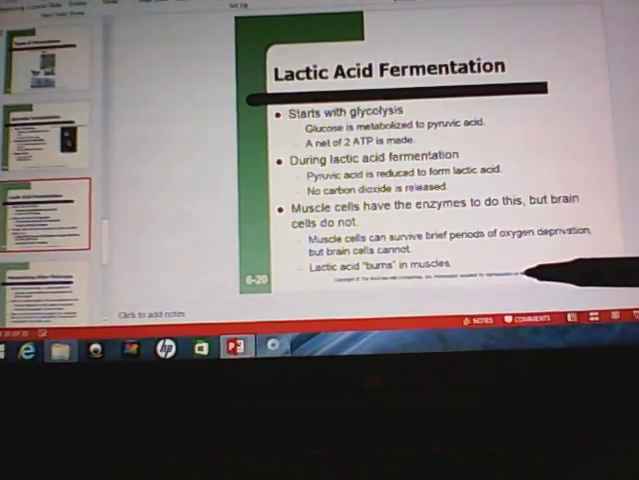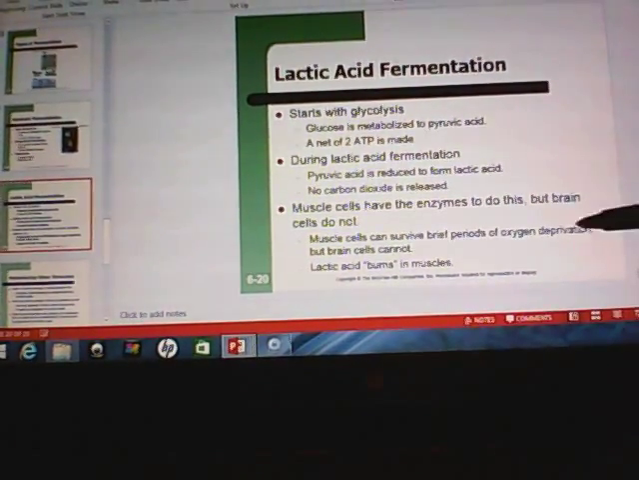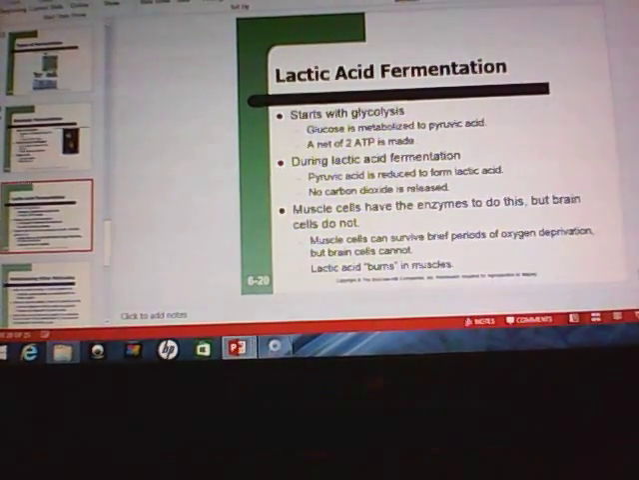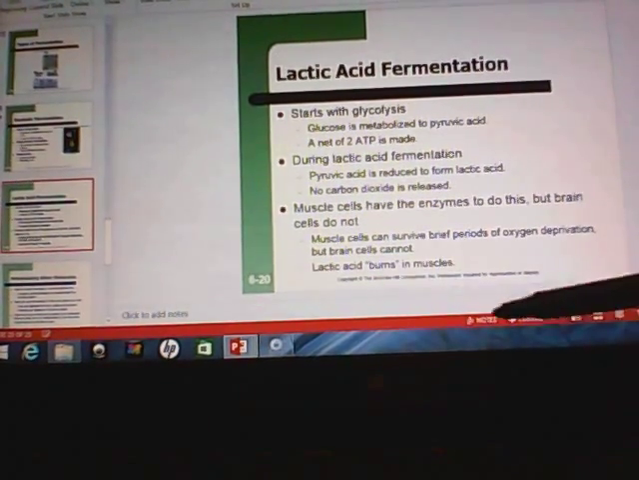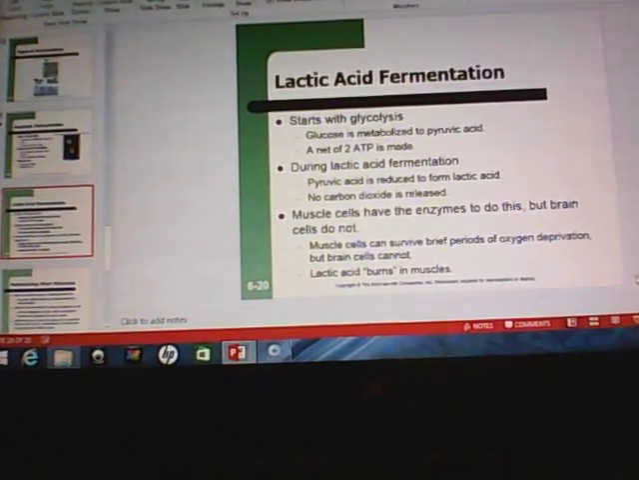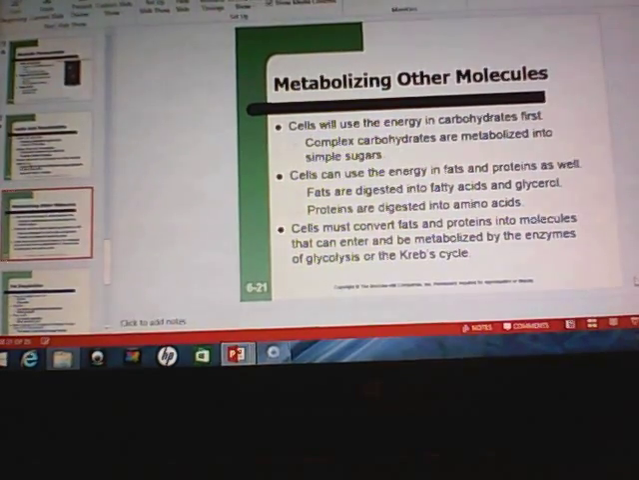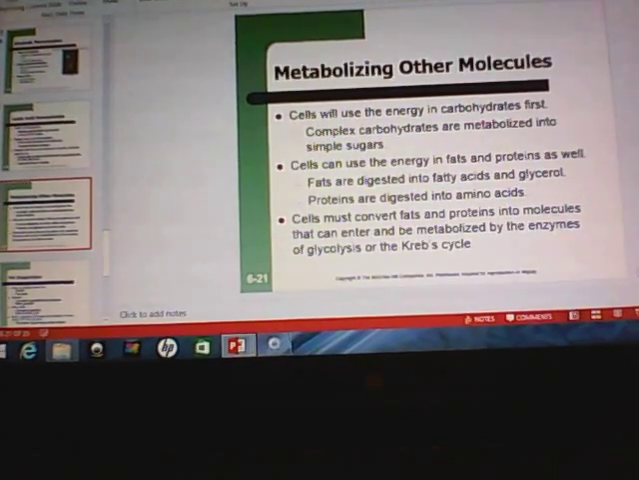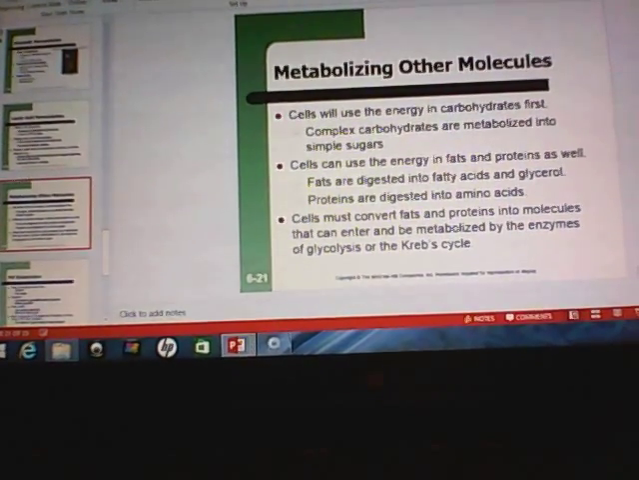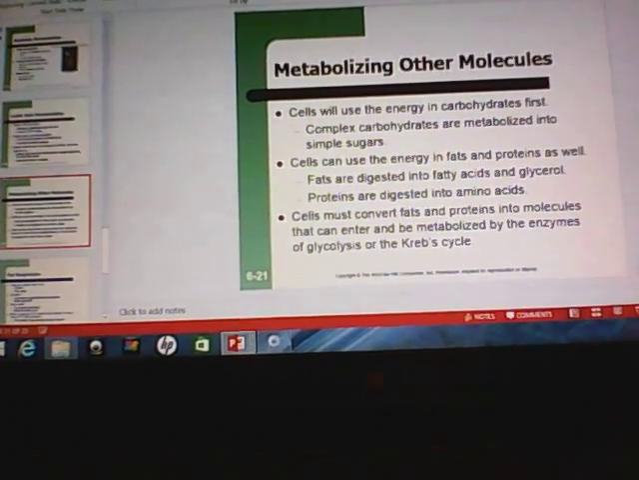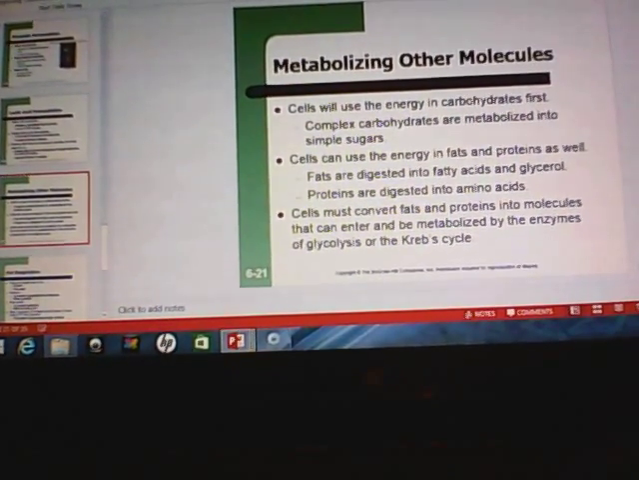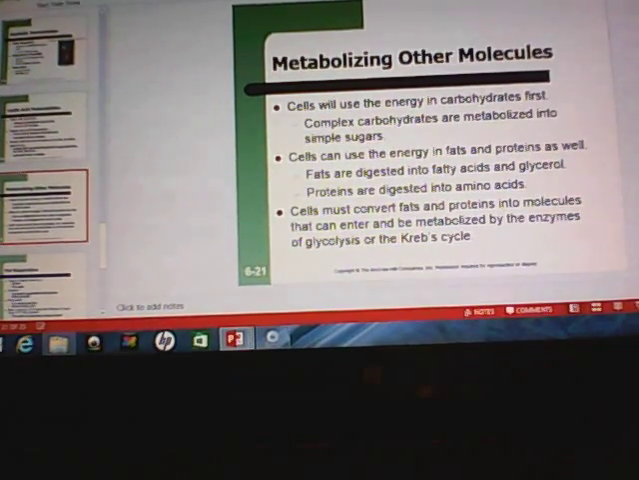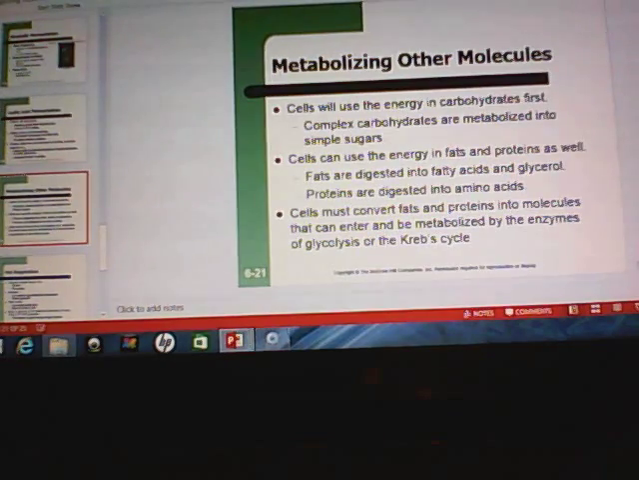This is what happens when your muscles cramp and become very sore after you've been running. If you haven't got enough oxygen, lactic acid builds up, and it's what creates the burn in the muscle. I always think that's a pretty key factor for people to know. Remember, I do test you on it. Know that you can make ATP without oxygen, through the process of fermentation or the lactic acid process.